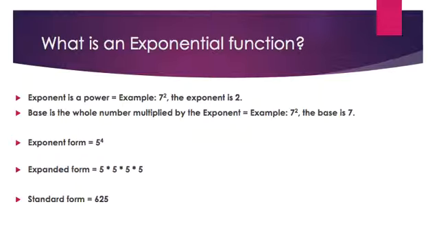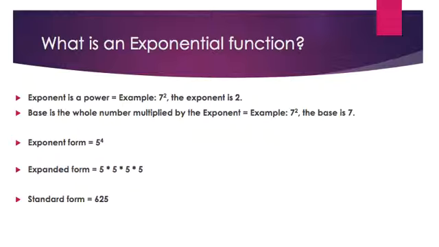So what's an exponential function? It has an exponent. So for example, 7 to the second power, the exponent is 2. It has a base. It's the whole number multiplied by the exponent. So for example, in 7 raised to the second power, the base is 7. Exponent form is just what we've talked about today. We have a base and we have an exponent.